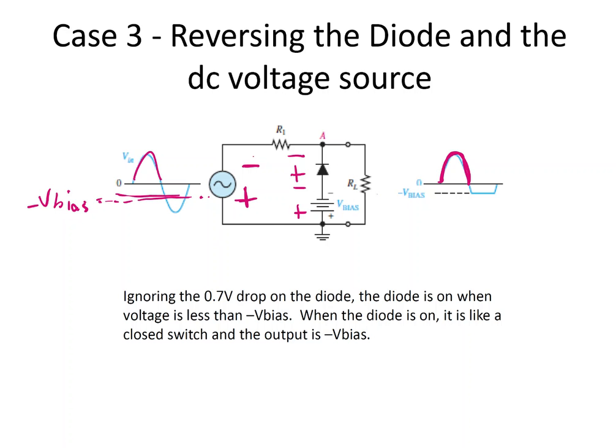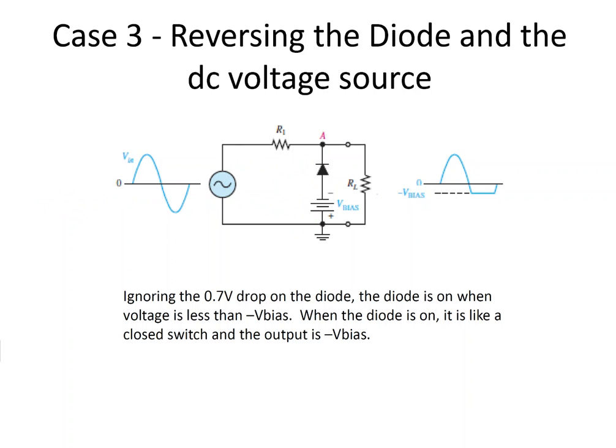So it will only forward bias the diode when the magnitude of this supply voltage gets larger than the magnitude of V bias, and that's this region right here. So for that little region, the diode will be forward biased, and in this scenario we'll consider it to be a short, and then the output will be clipped to minus V bias. For all other times during this negative cycle, the diode is still reverse biased, and that's the output waveform that we have.